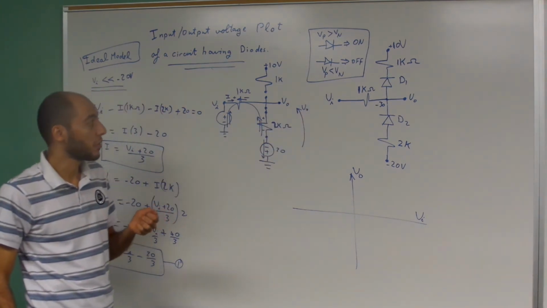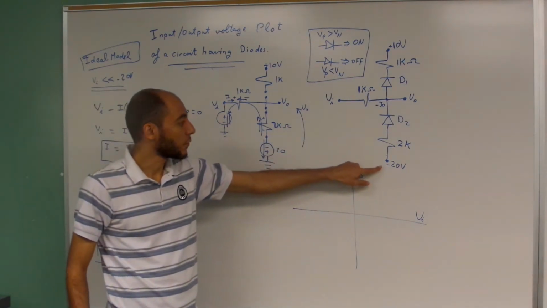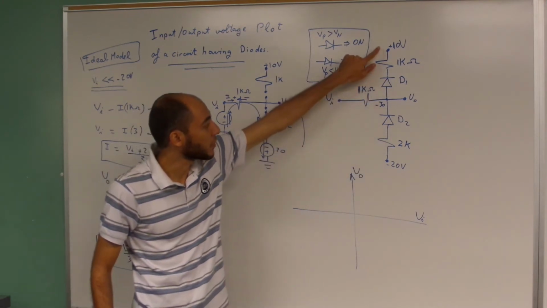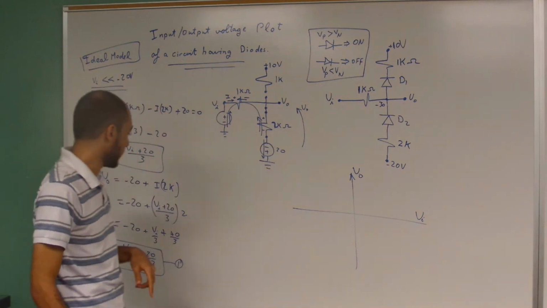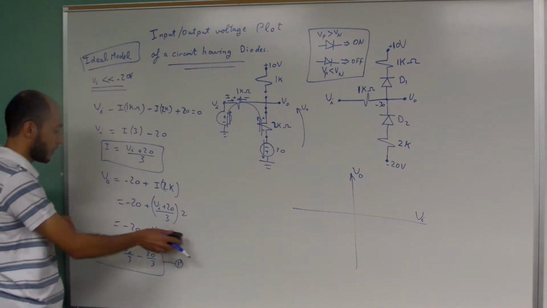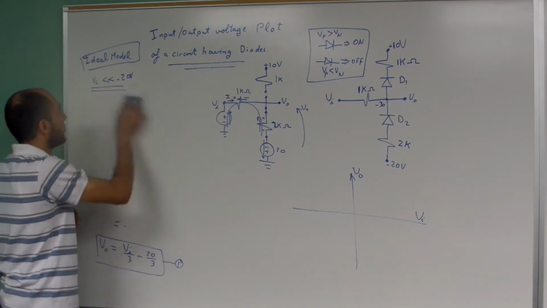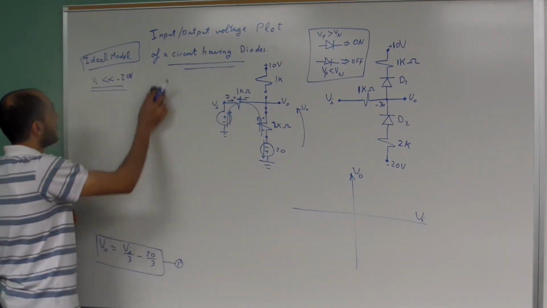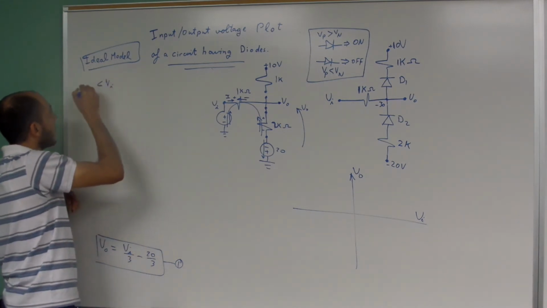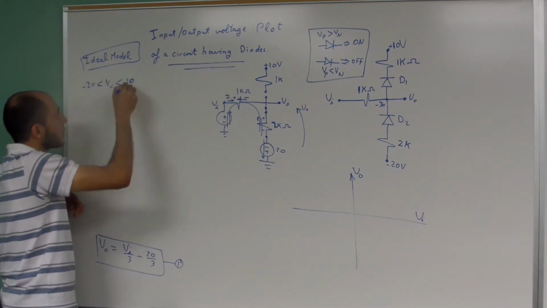Okay, then you sweep it to the next level. Let's increase the V input voltage to a value between negative 20 and 10 volts. I'm not going to erase this equation because that's all I need from this regime. And then I'm going to put here V input lies between negative 20 and 10 volts.